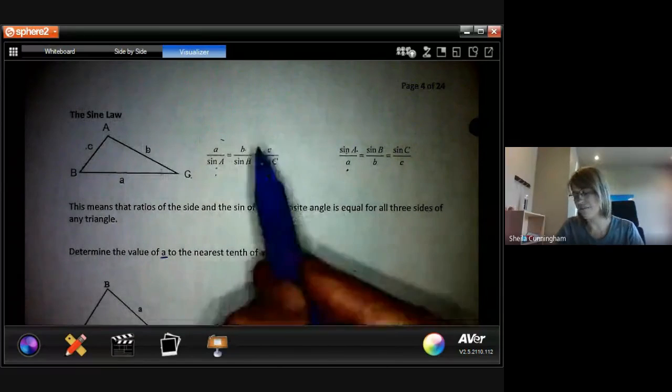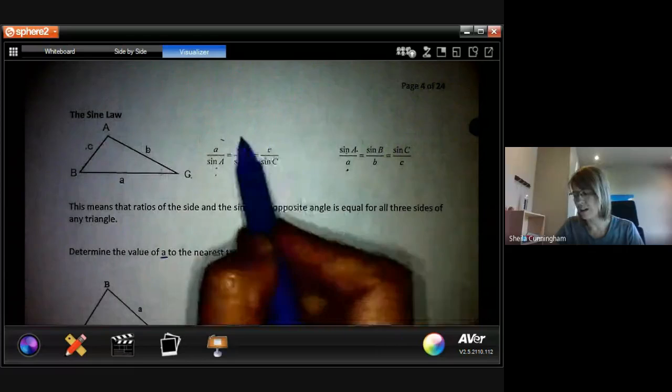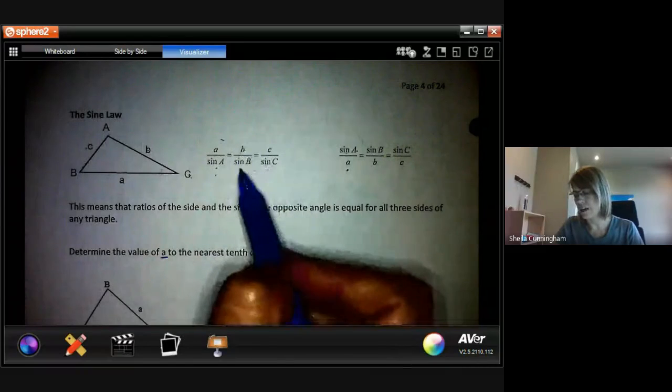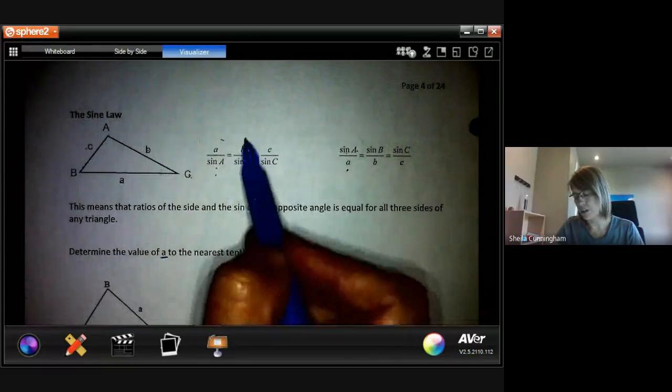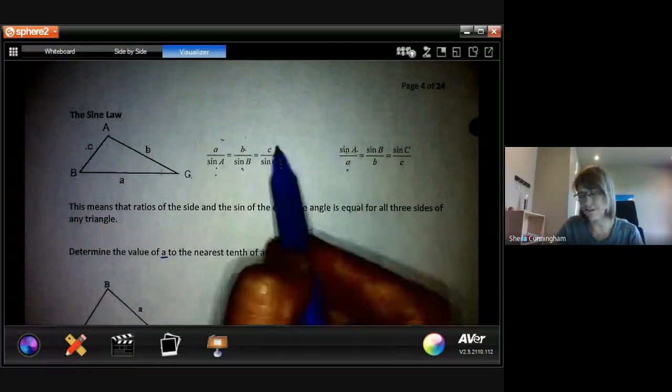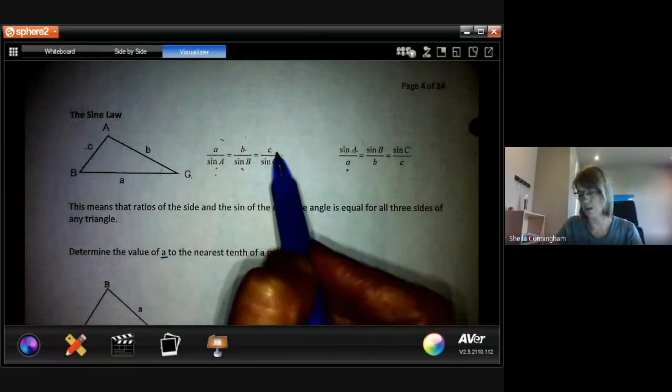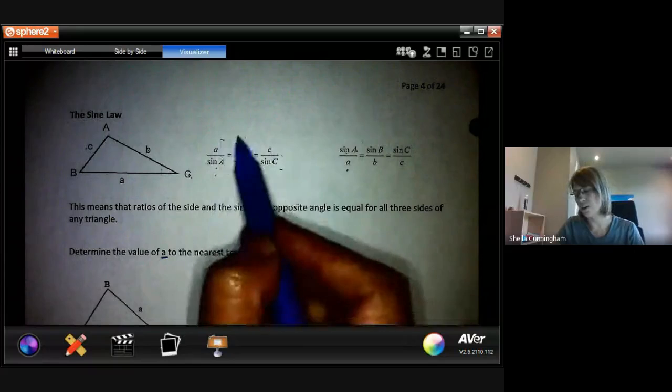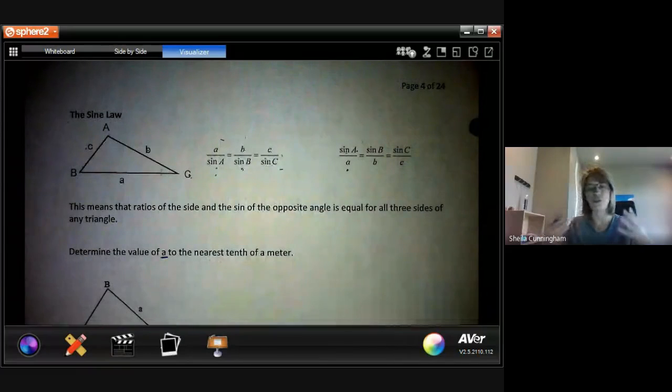So you're basically going to have enough information to plug in for both B values over here, and you may have to find the angle measure, or you might have to find this particular side measure. So you'll never use all three. You're going to use the two that have enough information in them for you to actually solve.